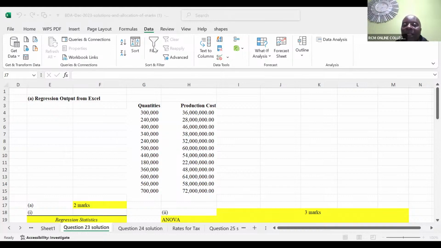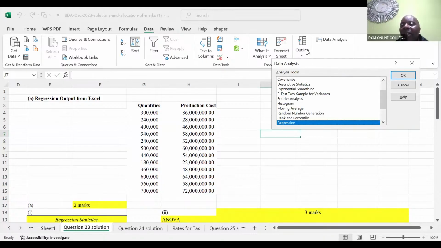Please click on the data tab. Once you click on the data tab, you'll be able to see the data analysis toolpack. When you click this data analysis toolpack, you'll see very many tools, but I'm interested in the regression analysis. So this regression analysis is what I click on, and then I say okay.